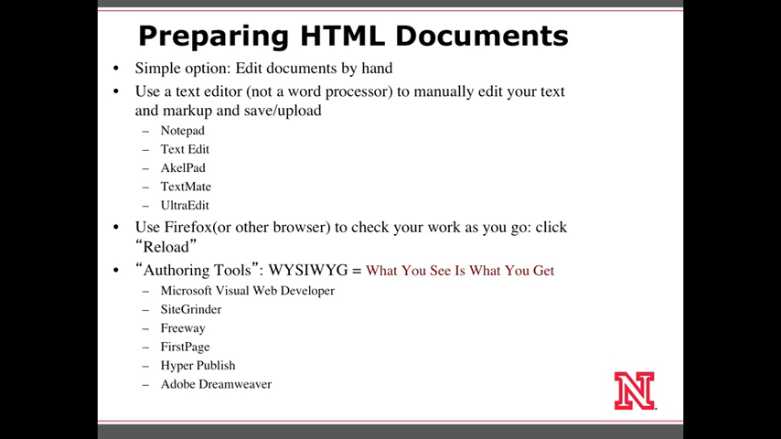The other option you have are using authoring tools, or WYSIWYGs, which stands for what you see is what you get. Basically that's how those are. They're sort of drag and drop. You can drag things around on a stage or a document, and then the program writes the code to display what you're building. Adobe Dreamweaver would probably be the most popular choice for a form of WYSIWYG.